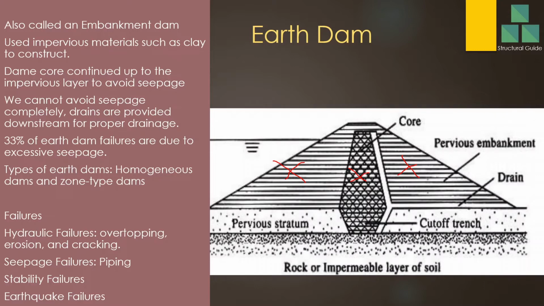Dam failures could occur due to hydraulic failures. Overtopping, erosion and cracking could cause failure of the dam.